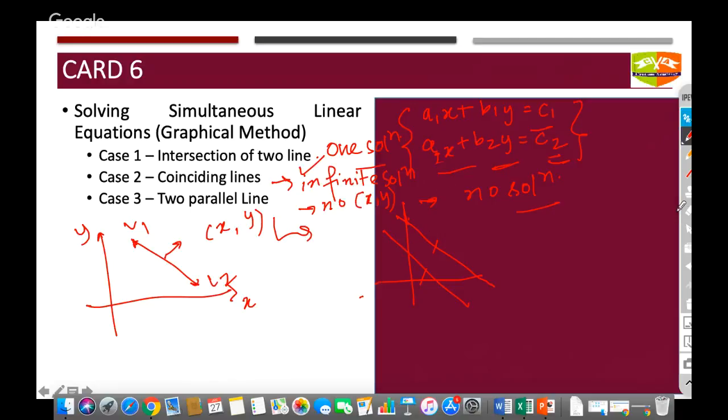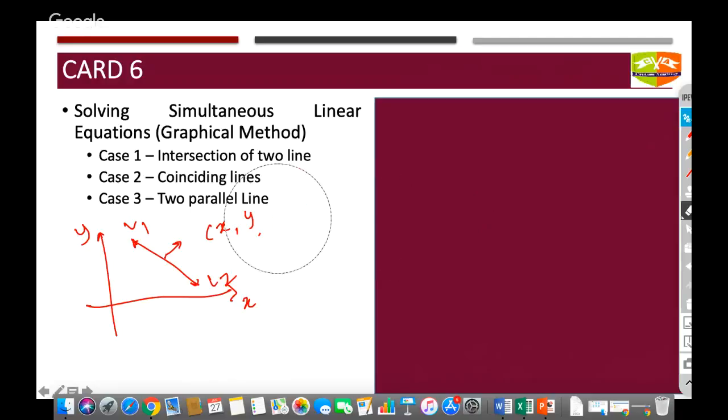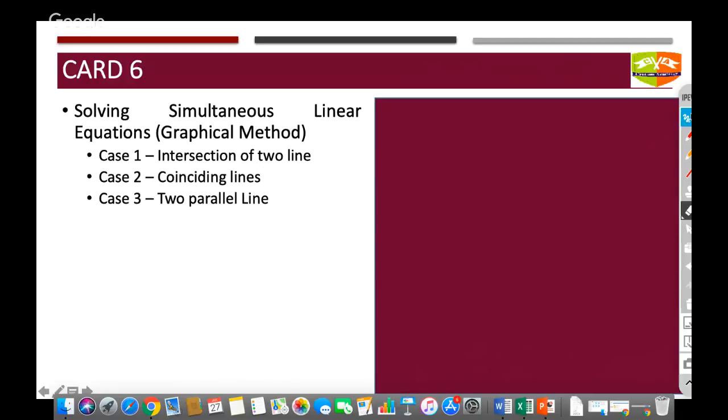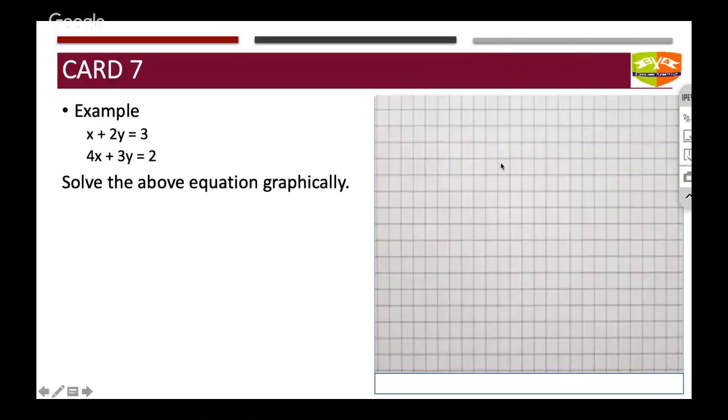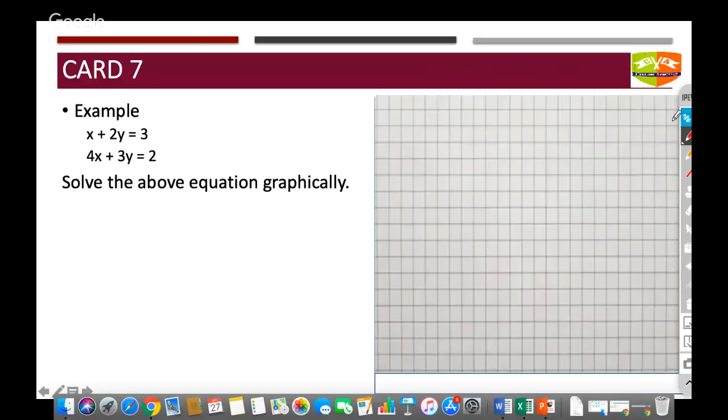Now, how do I do these things graphically? So I have taken a few questions on how to solve these questions graphically. My first question which I have taken is 4x plus 2y is equal to 3 and 4x plus 3y is equal to 2. So how do I solve these questions? To solve this question, first I'll take equation 1 and represent y in terms of x. So if x plus 2y is equal to 3, y comes out to be 3 minus x divided by 2.